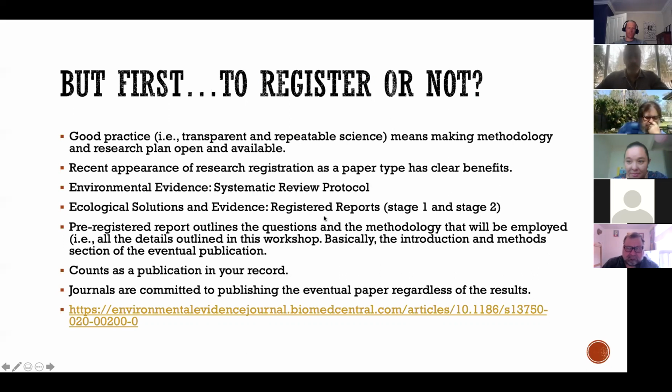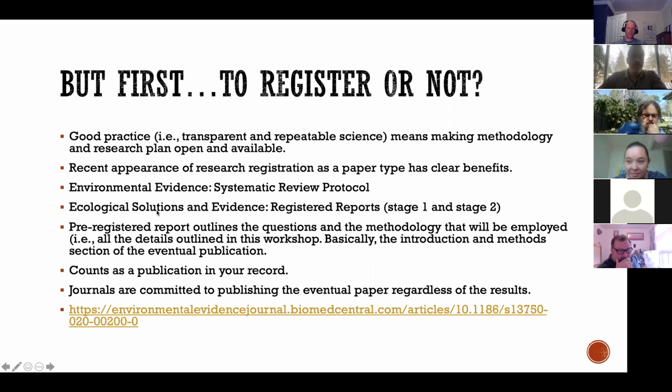basically the introduction and the methods section of the paper. It goes through the generation of the questions, the background information, and outlines the methodology. So all the details that we outlined in this workshop, such as search terms, selection criteria, all that kind of stuff, lays that all out and publishes that.